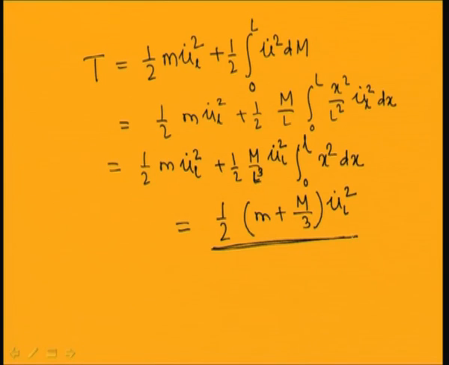Similarly, the potential energy can be written in this form. So potential energy V equal to half k u_L square. u_L is the maximum displacement. So the maximum potential energy equals half k into u_L square.